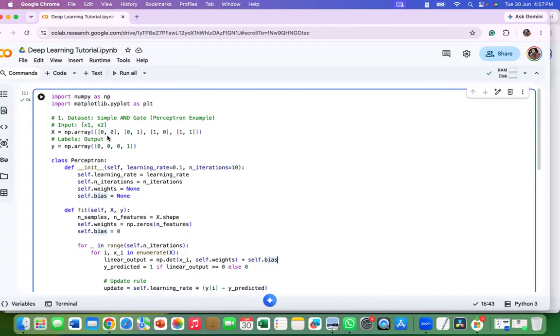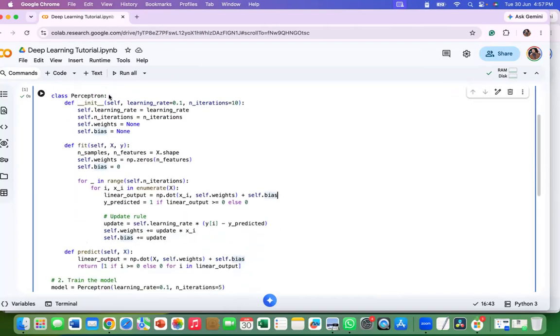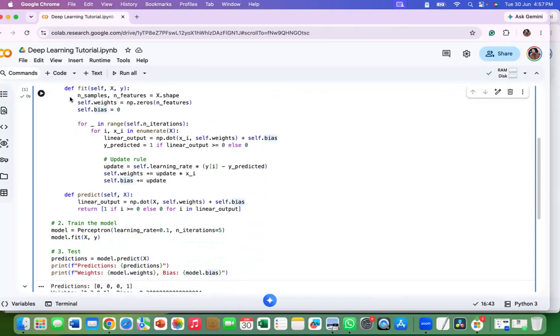Then the dataset we have taken: X is np.array of 0 0, 0 1, 1 0, 1 1, and y, the labels, are 0 0 0 and 1, because in the case of AND, if any one of them is 0, the output is 0, and if all are 1, then it is 1. Then we define a class Perceptron. We have self learning rate, we gave 0.1, and iterations ten. Self learning rate is equal to learning rate, self weights None, पहले weights and bias None रखा. फिर fit किया, fit(self, X, y).